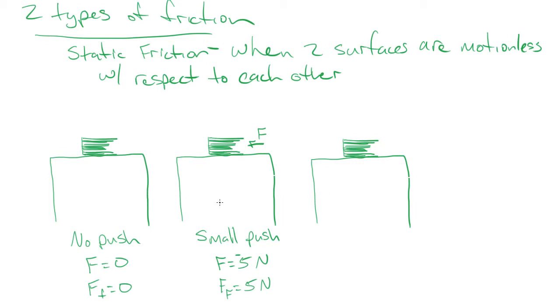So here I don't push it, it doesn't move because I'm not pushing it, friction isn't doing anything. In this case I push it really, really gently. You can imagine that, I'm pushing this right now very gently. It's not moving. There has to be another force acting on this book to keep it from moving. That force is friction. So friction is exactly balancing the force that I'm applying. I could keep going and give it a big push.